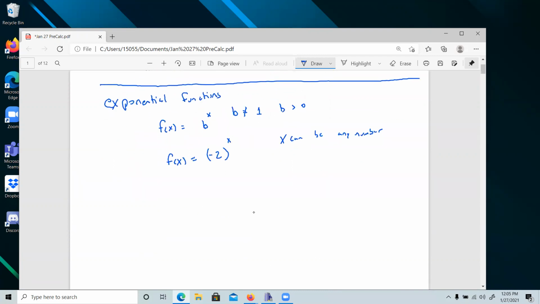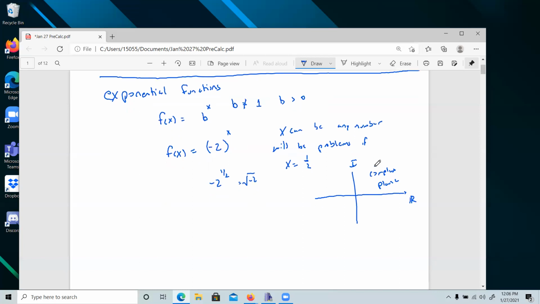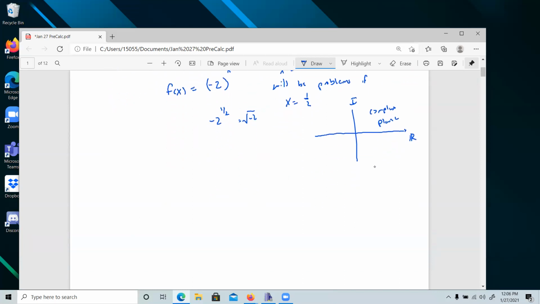Well, x can be any number, right? And there's going to be a problem. There will be problems if, say, x was equal to 1/2. Right? You'd have -2 to the 1/2, which is the square root of -2. And again, assuming you have taken trig, then you're going to get this coordinate system, right? Complex plane. We might be able to graph some of this on the complex plane. It's a whole other class called complex analysis.